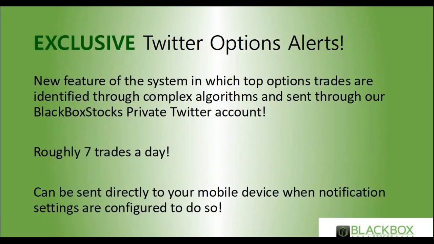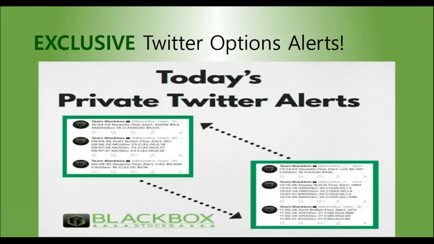These alerts are a brand new feature, and we get alerted roughly anywhere from 7 to 20 trades in a day. These potential trades can be sent directly to your phone, just like a text message, as long as you have your notification settings configured to do it. And this is what they look like. Our private Twitter alerts look like this. Again, it's members only, for people that are a part of the Black Box Stocks family of traders.